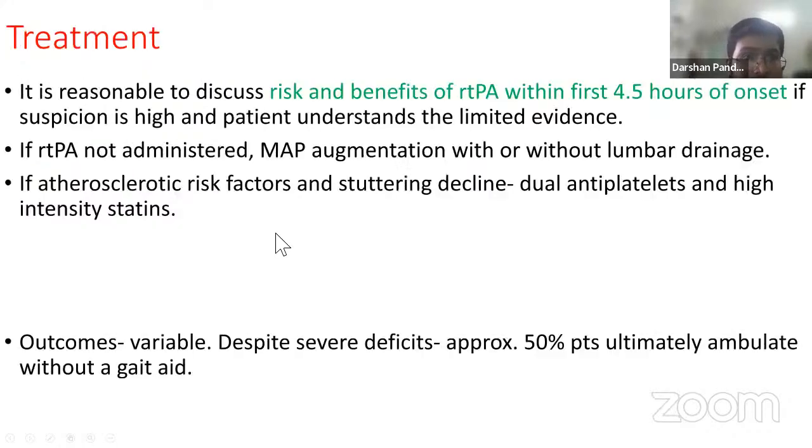or a residual T2 hyperintensity in a particular vascular territory can be seen. So treatment-wise, it is reasonable to discuss risks and benefits of rtPA within the first 4.5 hours of onset if suspicion is high and the patient understands the limited evidence. If it is not administered, MAP augmentation with or without lumbar drainage can be done. And if there are atherosclerotic risk factors and stuttering decline, then dual antiplatelets and high-intensity statins can be used. Outcomes are variable, but despite severe deficit, 50% of patients usually walk without aid.